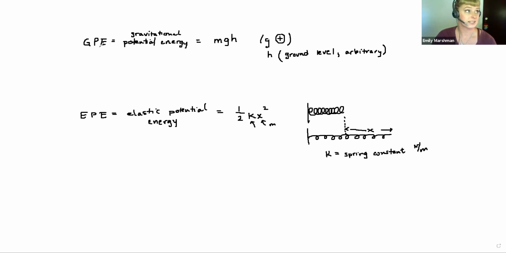When I do work in lifting something, I apply a force on the object, but there's also the force of gravity acting on the object as well, storing energy there. In both of these cases, the stored energy can then be released to do work. A spring gun can do work on a bullet and shoot the bullet out.